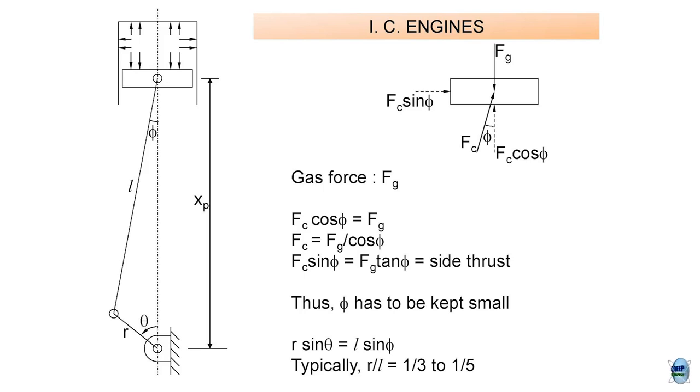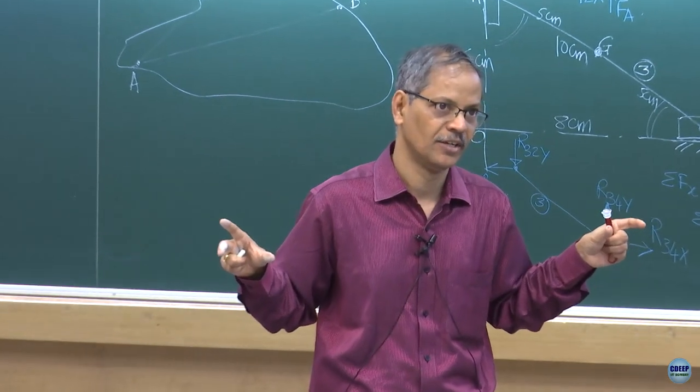That's what I have written down here. FC sin phi goes into actually the side thrust. Again, go back to this side thrust. What you are seeing as the cylinder side thrust, this is the so called fixed ground link, which is the chassis of the vehicle on the motorbike where you have mounted it. So, the side thrust, instead of actually helping you to rotate that crankshaft which is connected to the wheels, is simply going into the vehicle body, shaking it up. So, you would want phi to be as low as possible first.